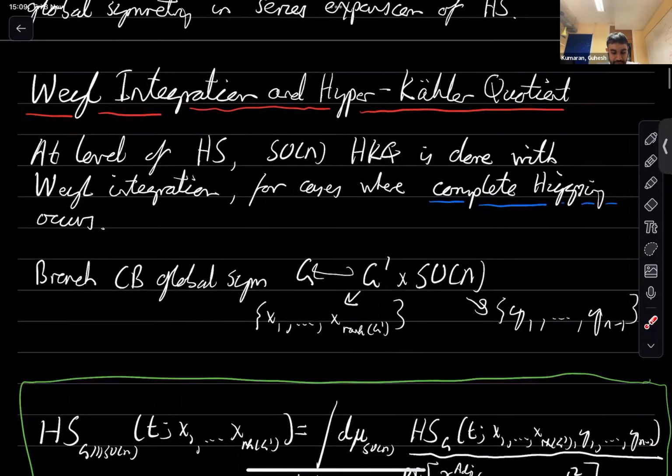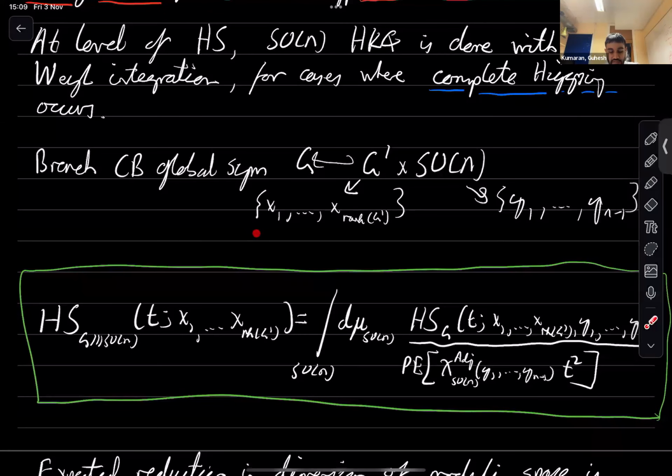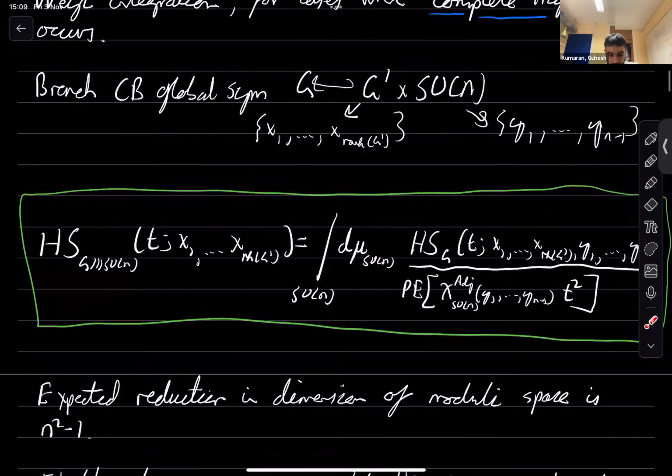Okay, so now that we know how to compute Hilbert series, how will you take a hyper-Kähler quotient? Now we're going to restrict to the case where you have an SU(N) hyper-Kähler quotient, and we'll also further restrict to cases where you find complete Higgsing. So the steps are really to take your Coulomb branch global symmetry, which you can identify, find some embedding of SU(N) and some G prime, and in the following formula, we'll give the character fugacities x1 up to x rank of G prime to G prime, and y1 up to y(n-1) to SU(N).